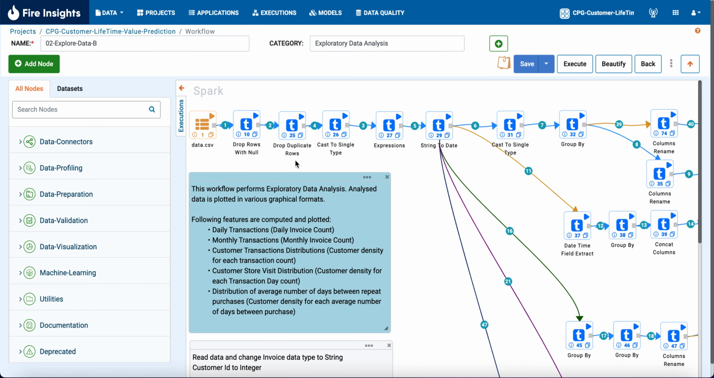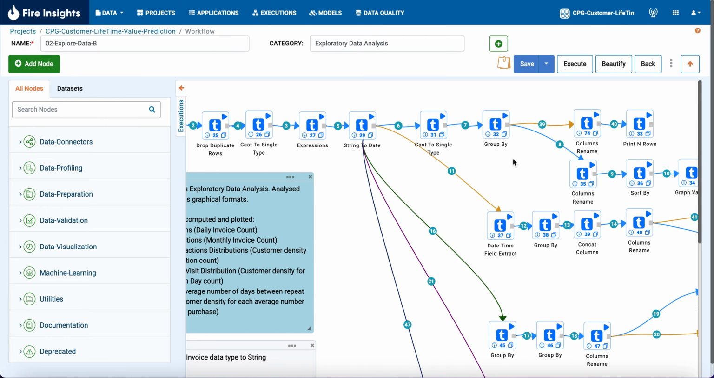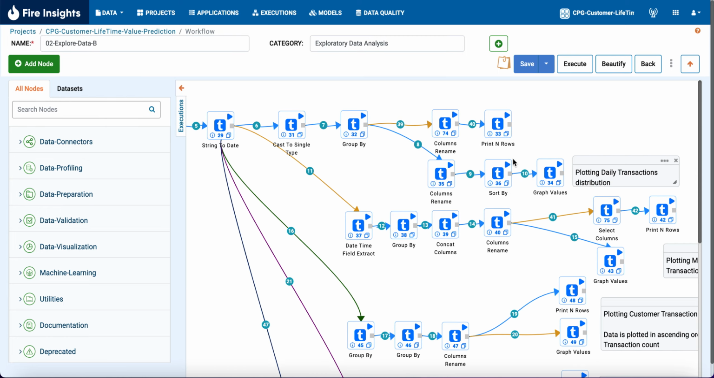In this workflow, we first start off with doing some basic data cleaning steps, dropping the rows with null values, dropping duplicate rows, and casting our data to the correct types. After that, we split up our data into multiple streams to then work on it separately to build visualizations.